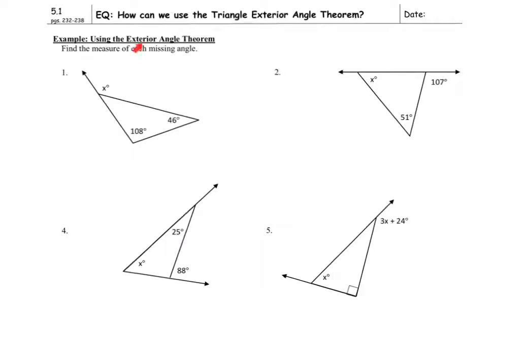Now we can use the exterior angle theorem to be able to find missing sides from triangles. So let's look at number 1. Your exterior angle is x, and your remote angles are 108 degrees and 46 degrees. The exterior angle theorem states that if I add these two together, it's equal to the exterior angle.